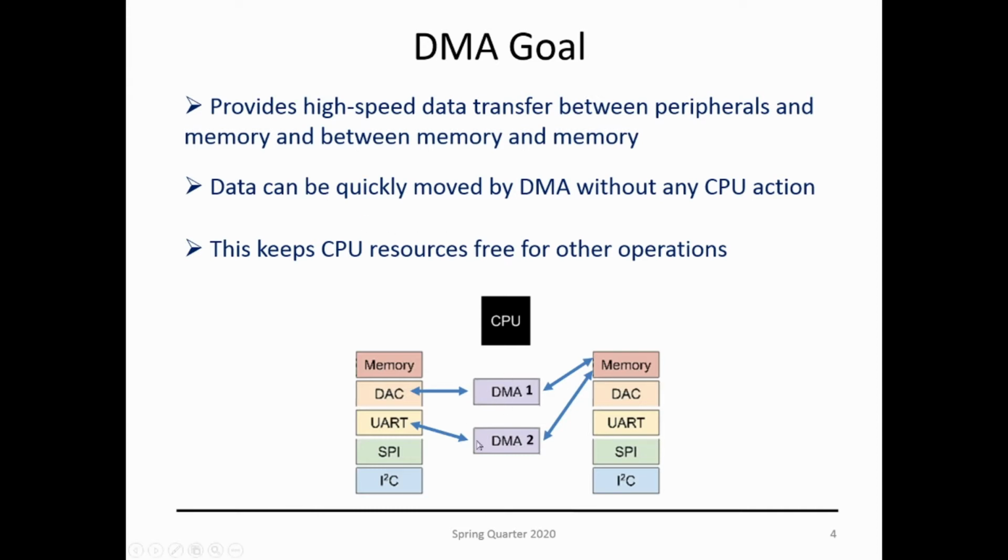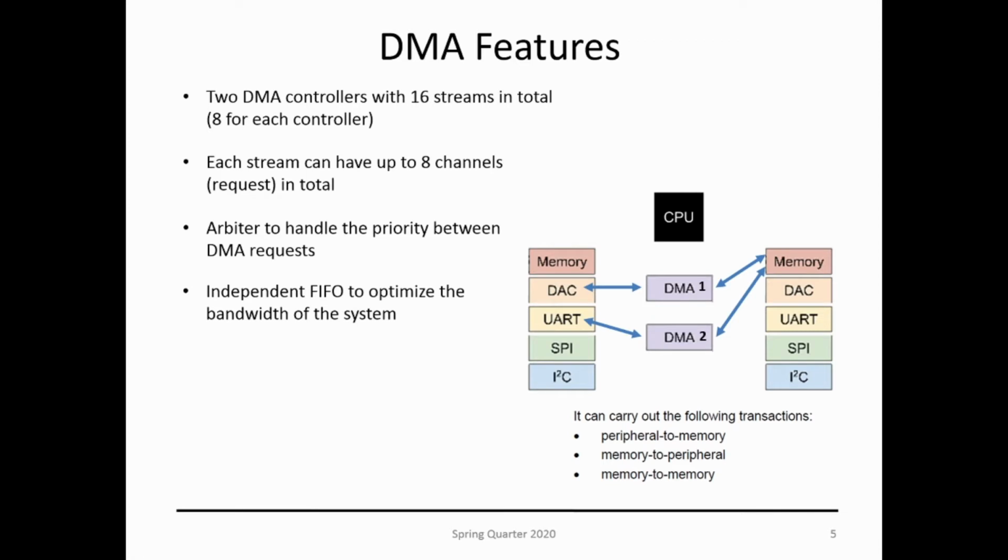You have two DMAs available on the STM32F4, and you can do peripheral to memory, memory to peripheral, or even memory to memory interaction. Some features: you have two DMA controllers with 16 streams total, 8 streams per controller, and each stream can have up to 8 channels or 8 requests in total. You have an arbiter that handles the priority between the DMA requests, and you can also have a FIFO. If information is coming faster than what you can process, you can store that information in a buffer.